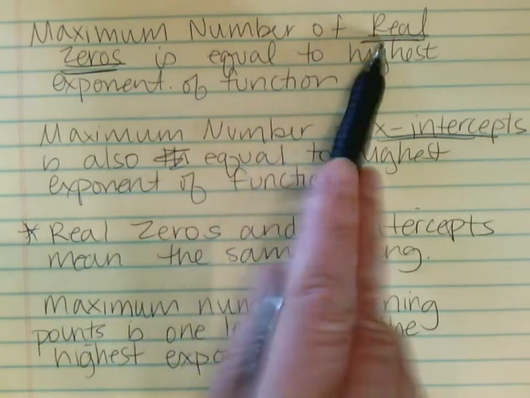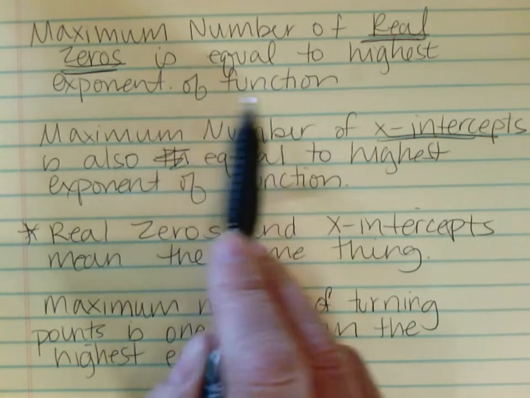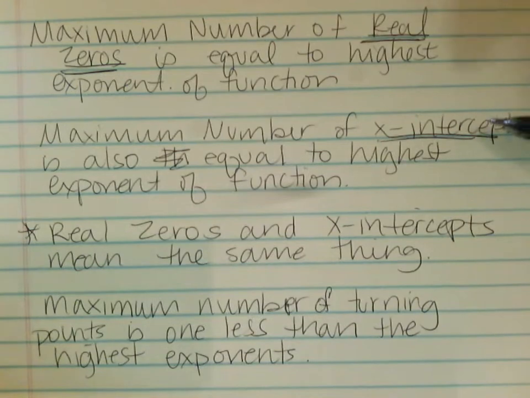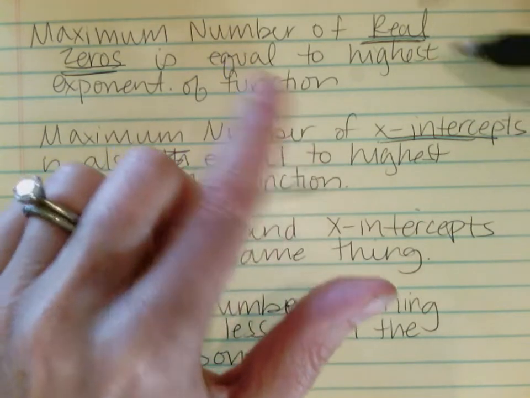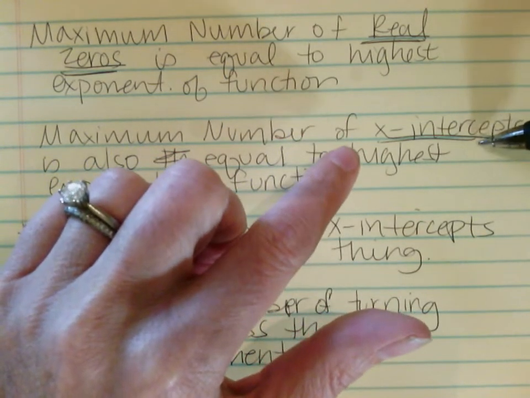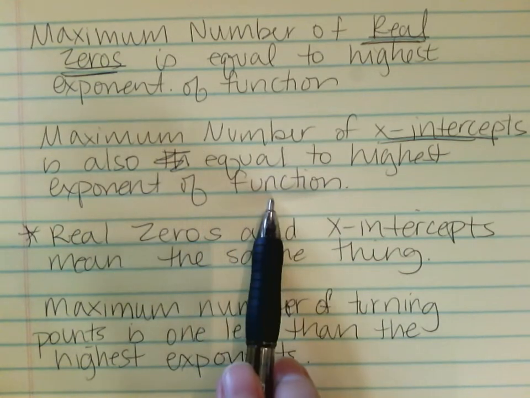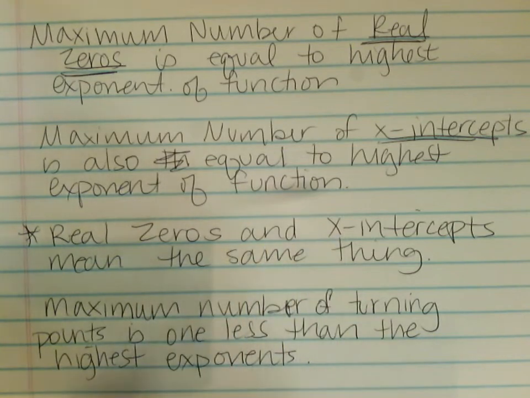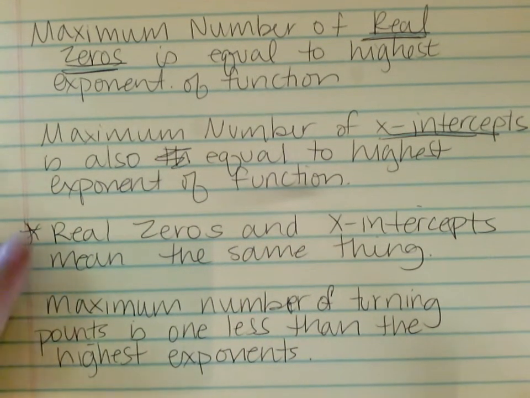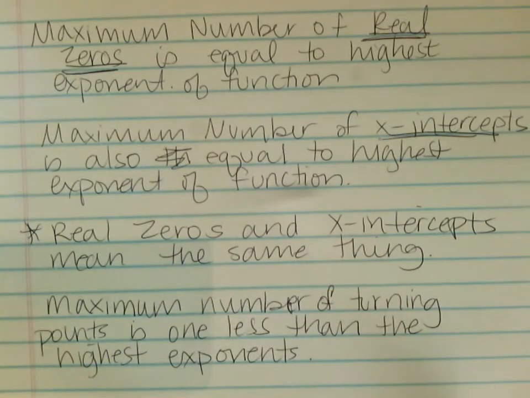The maximum number of real zeros of a function is equal simply to whatever the highest exponent of the function is. The same thing, since real zeros and x-intercepts are interchangeable wording. Real zeros are your x-intercepts. That is also the maximum number of x-intercepts, which is also equal to the highest exponent of the function. Okay? And again, real zeros and x-intercepts mean the same thing, along with another interchangeable term, solutions.